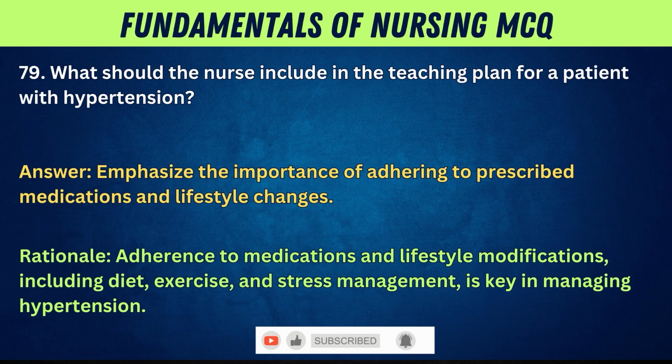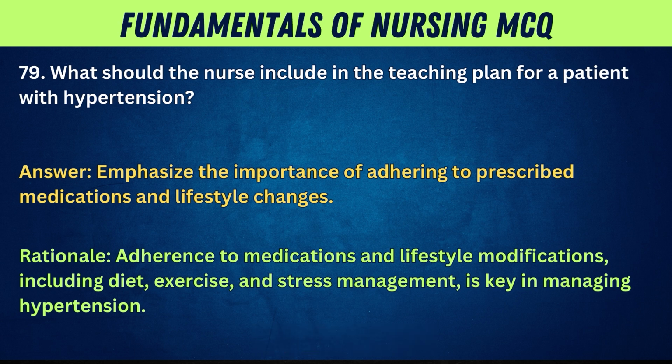Answer. Emphasize the importance of adhering to prescribed medications and lifestyle changes. Rationale. Adherence to medications and lifestyle modifications, including diet, exercise, and stress management, is key in managing hypertension.